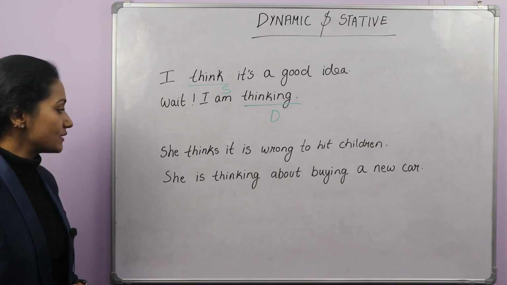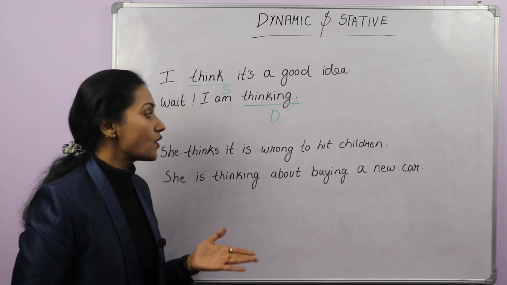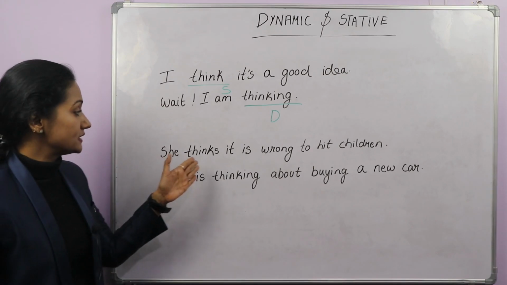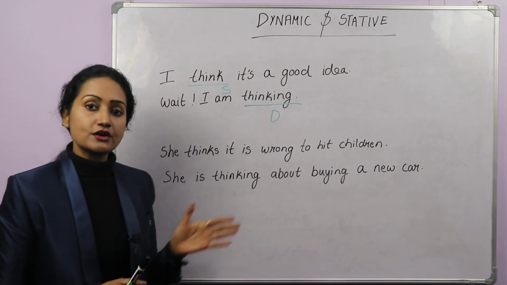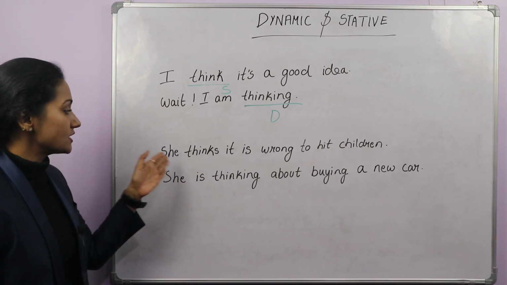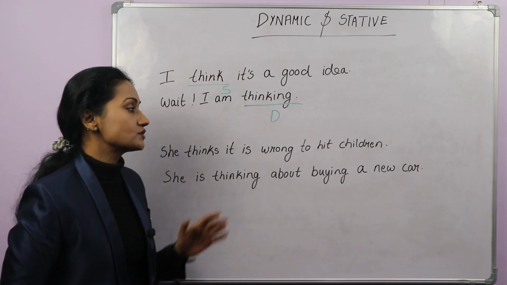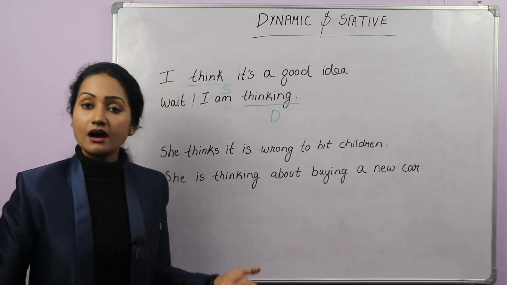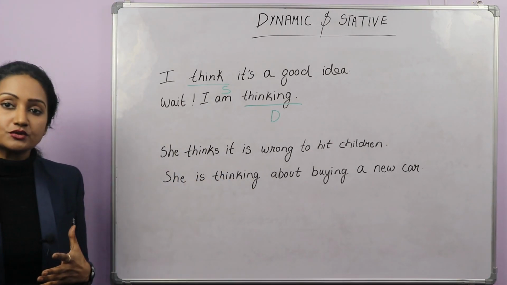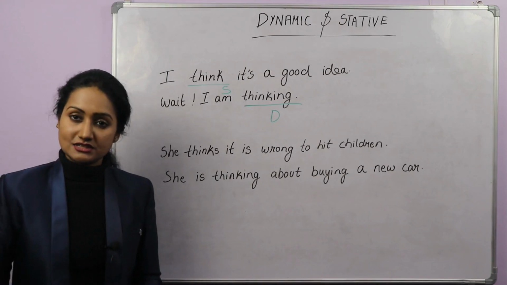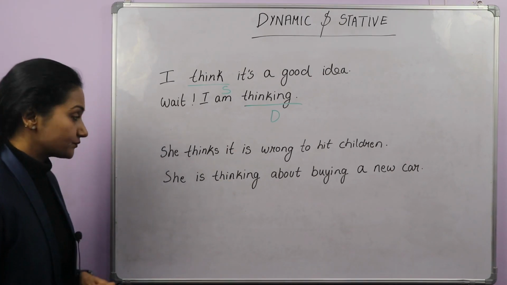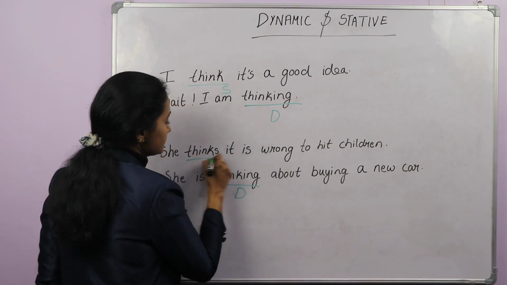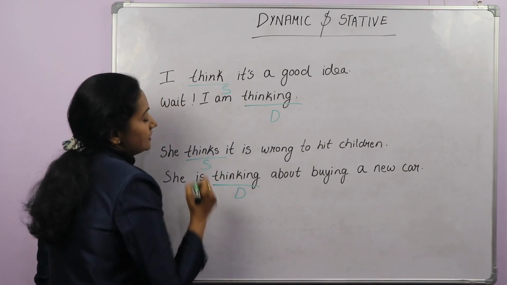Let's look at another example. She thinks it is wrong to hit children. So again, it is her opinion that she thinks it is wrong to hit children. You cannot frame it in present continuous, like she is thinking it is wrong to hit children. That is wrong. Second, she is thinking about buying a car. Again, she is thinking about something. So that is an activity, and that's how this is a dynamic verb. And here thinks, this is a stative verb.